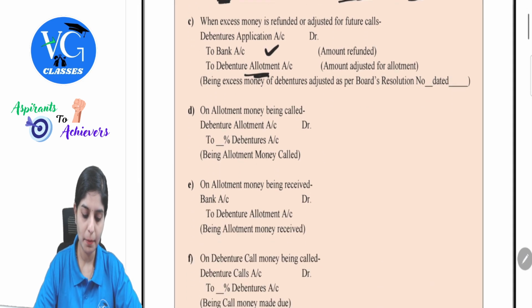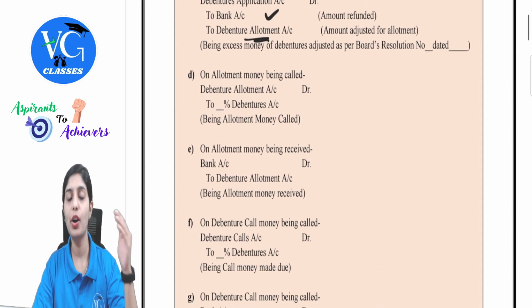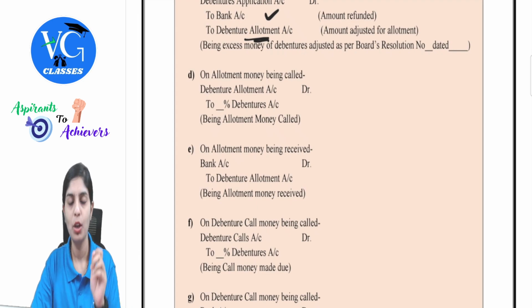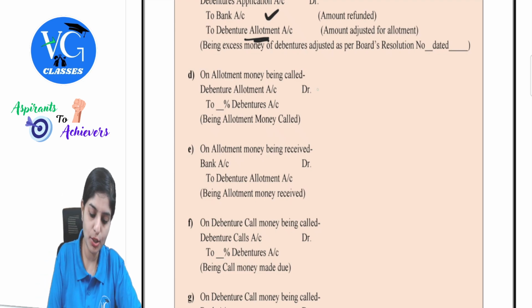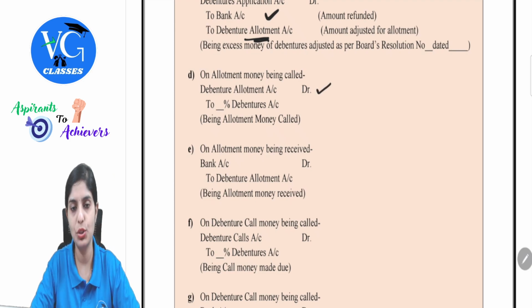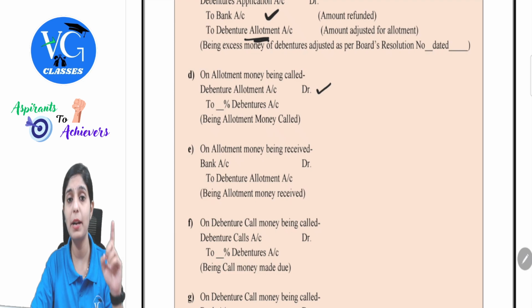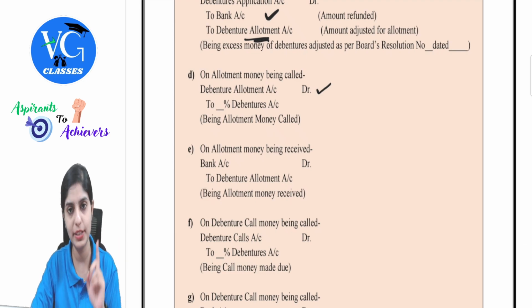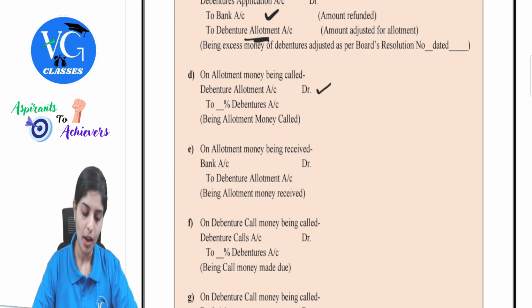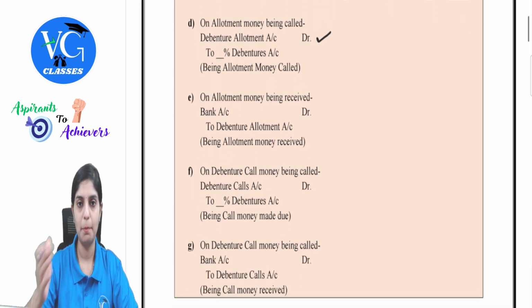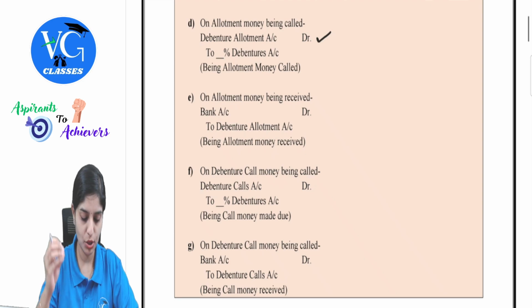Next, on allotment money being called, like we saw in shares, first we make it due. So here also for allotment money, we will first make it due. What would be the entry? Debenture allotment account debit to percentage debentures. Again, the same concept. Why am I debiting? Because it is in the nature of receivable. Further, on allotment money being received, bank account debit to debenture allotment.